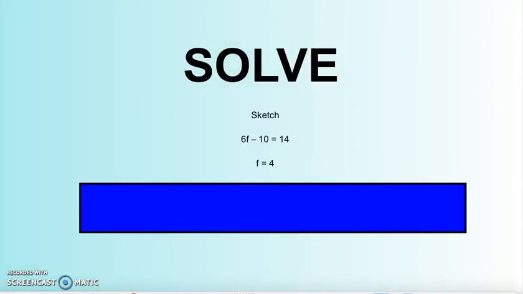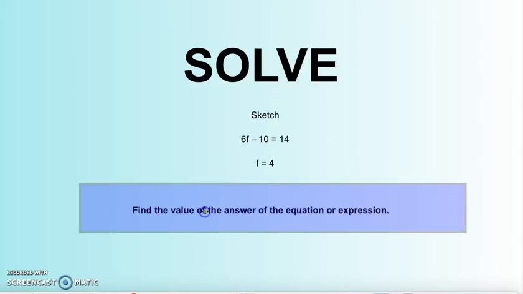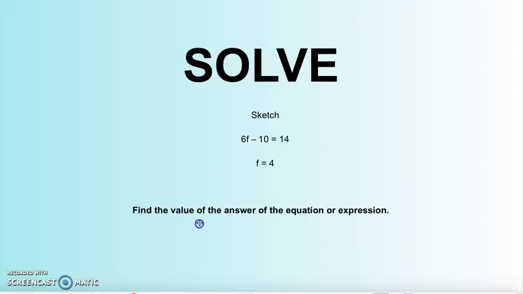Our next word is solve. Here's an example of solve. In this problem, we are solving for f. And what definition do you have for solve? Okay, correct. It's to find the value or the answer of the equation or expression.